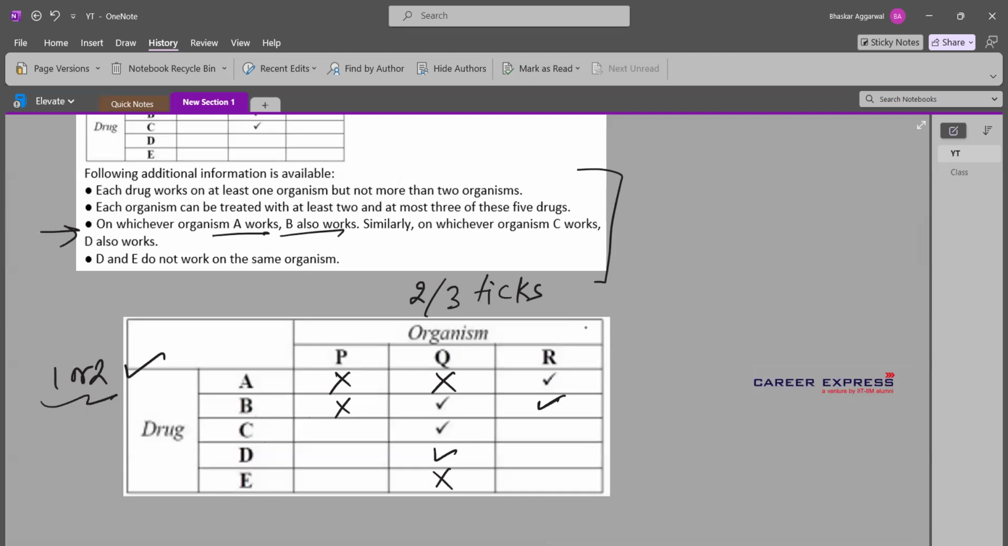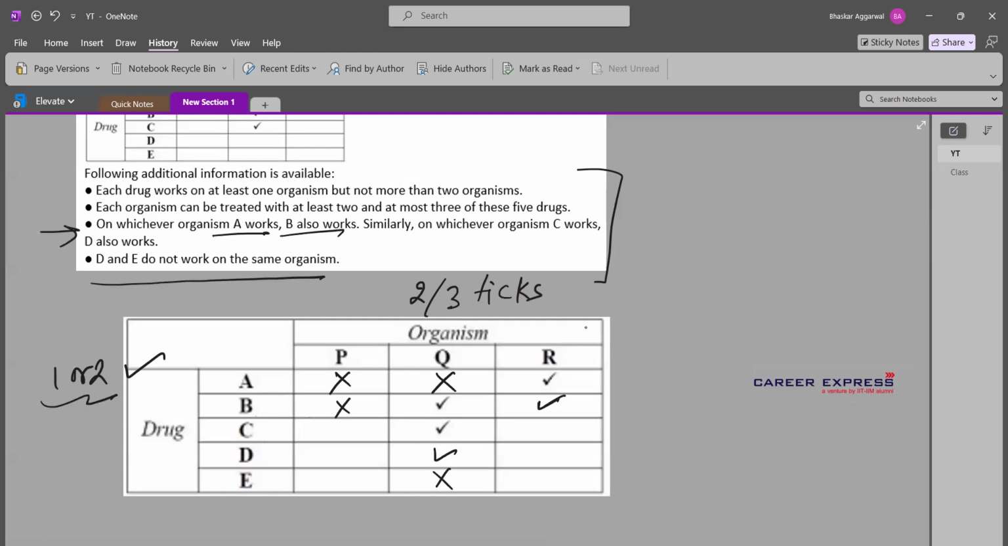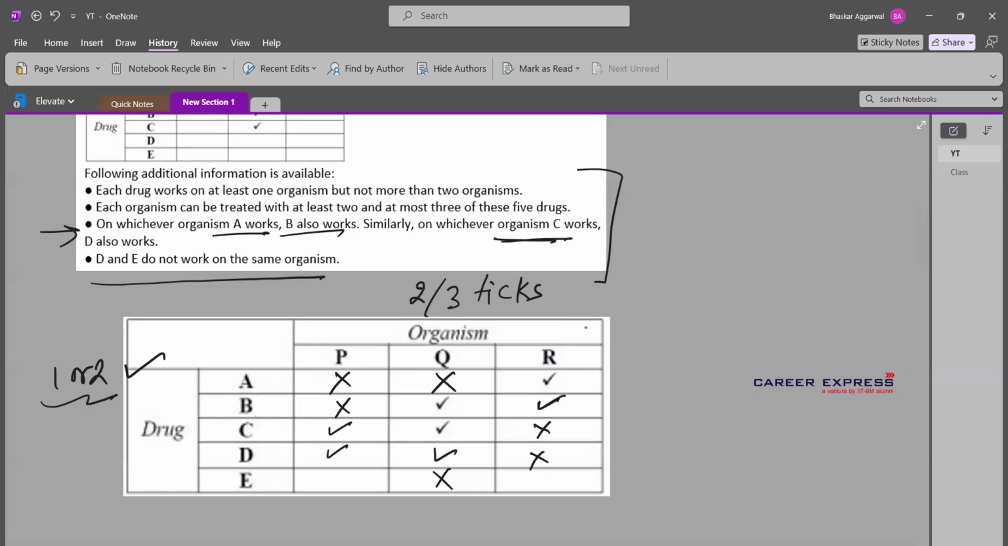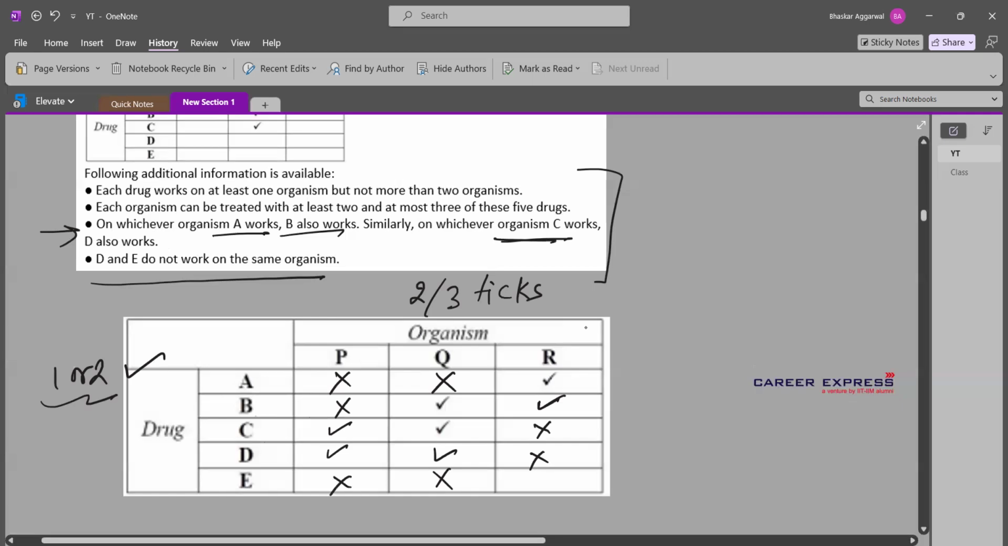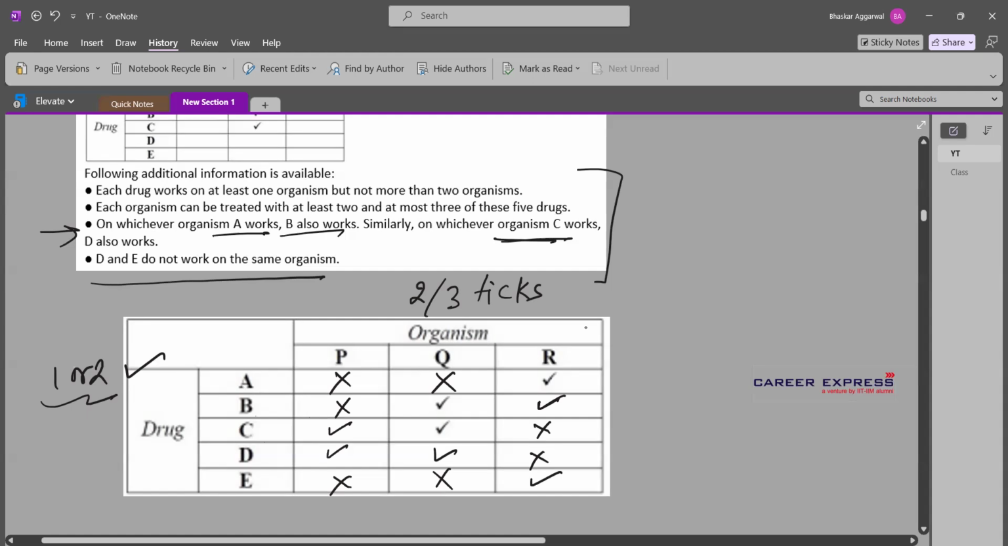Right? Now it also says that D and E, they do not work on same organisms. Also C and D, if C works on some organism, then D must also work on that organism. So now we'll have to take some assumption. If C works on P, then C cannot work on R. And if C works on P, then D must also work on P. Then D also cannot work on R. And if that is the case, then E cannot work on P because D and E, they do not work on same organisms. And E must work here, on R. So that is the table that we have filled.